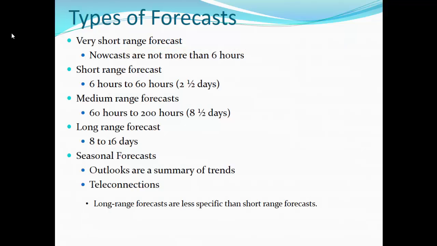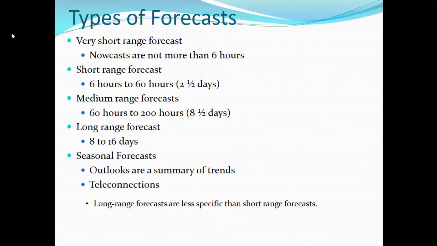With all this data brought together, whether it's your observations and your analysis or your prognostic charts, your progs for 12, 24, 36, 48 hours, the types of weather forecasts that we can create vary from very short range or nowcasts all the way down to seasonal forecasts. So those nowcasts, not more than 6 hours. That's where you can be using your radar, maybe your satellite imagery, maybe your soundings and some of your meteorological indices. Short-range forecasts, so 6 to 60 hours, up to 2.5 days.